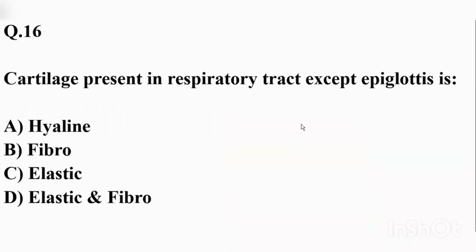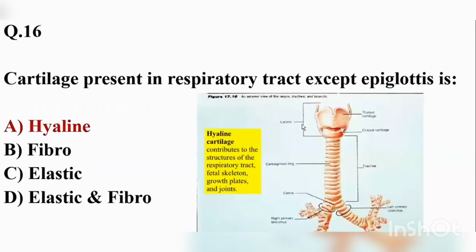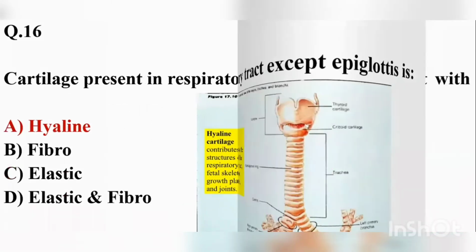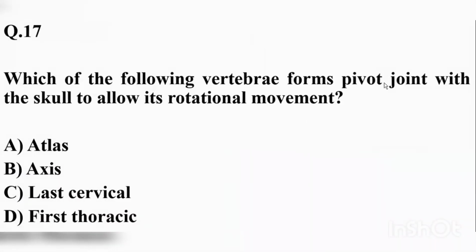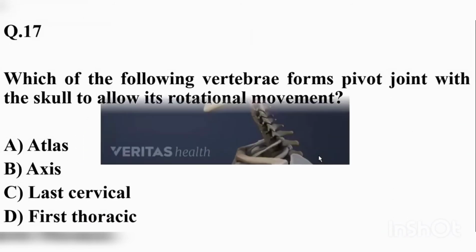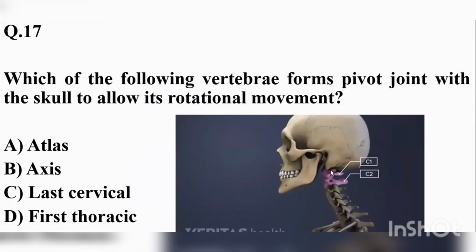Cartilage present in the respiratory tract except the epiglottis is hyaline cartilage, because the most abundant cartilage in our body as well as in the respiratory tract is hyaline. Which of the following vertebrae forms a pivot joint with the skull to allow its rotational movement? It's the axis vertebra, or second cervical vertebra C2, which forms a pivot joint with the skull.